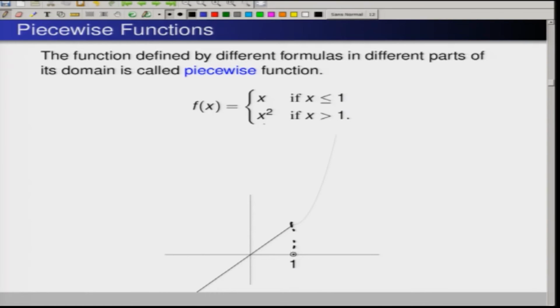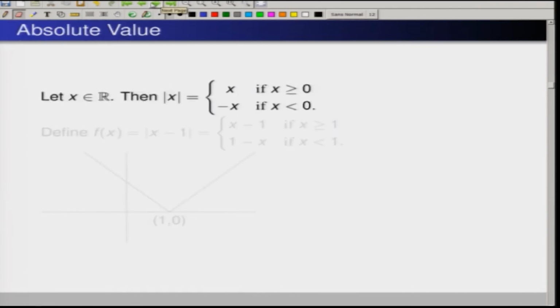Now, after 1 it is going to take the value of x square. So, now this is what the function is going to look like. Okay. Now, a very important concept is the absolute value of a real number.